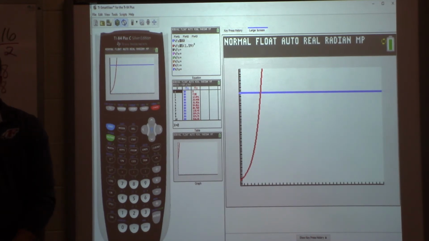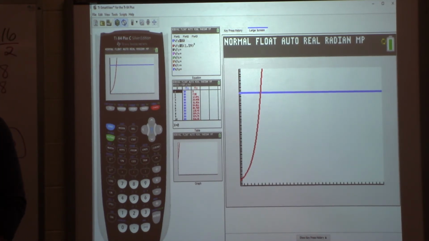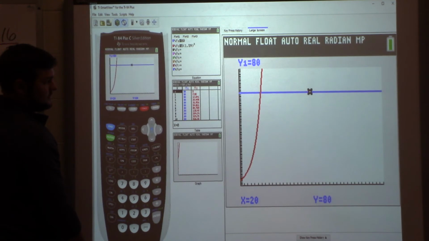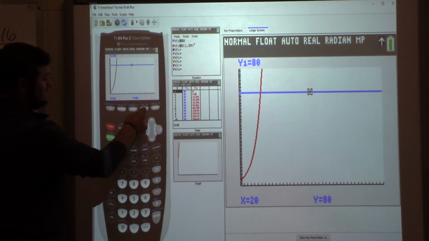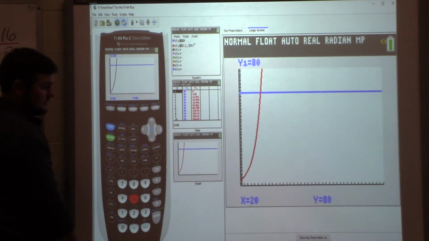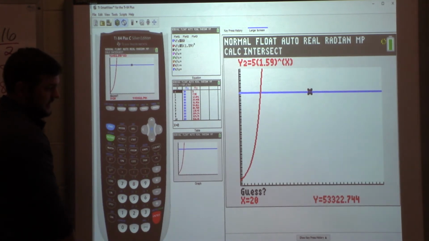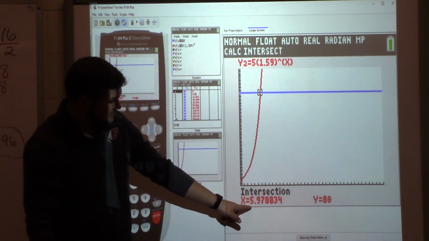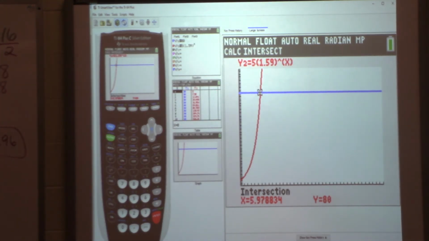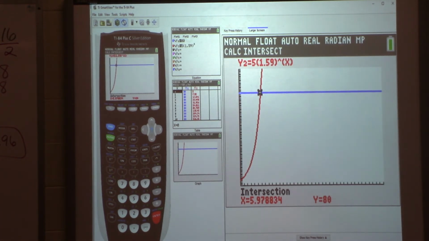Yeah. Now to find that intersection point, you're going to need to hit second, trace, that didn't work, second, calculate, you want intersect, the fifth one down. You enter 1, 2, 3 times, and it'll tell us 6.0 or 5.9788 years. Right? That way, like I said, is a lot more time consuming. There's a lot more steps you have to remember. I'd be more than happy to walk through it one more time if you'd like. Otherwise, you can just do it by hand how we've been solving them. Either way should get you the same exact answer.